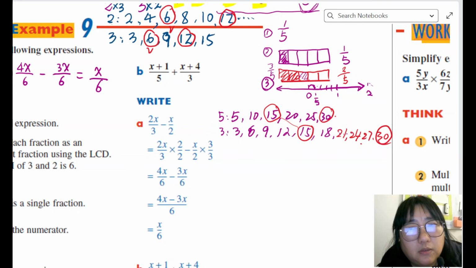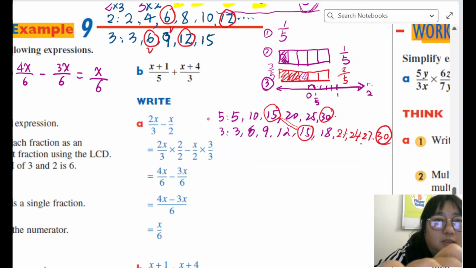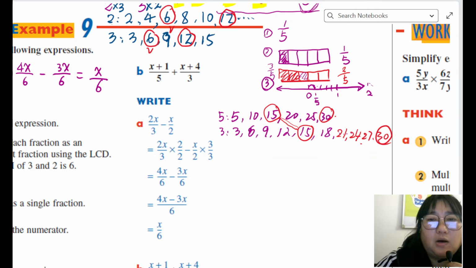But we pick the lowest common multiple, so 15 will be fine. Now the second step is how I can get 15 as the denominator. So I times by 3, and on the top, I have to times by 3. You have to pay attention: the top has to be in a bracket. Times by 3 means everything will enlarge 3 times, and if your denominator enlarges 3 times, then it will be an equivalent fraction.